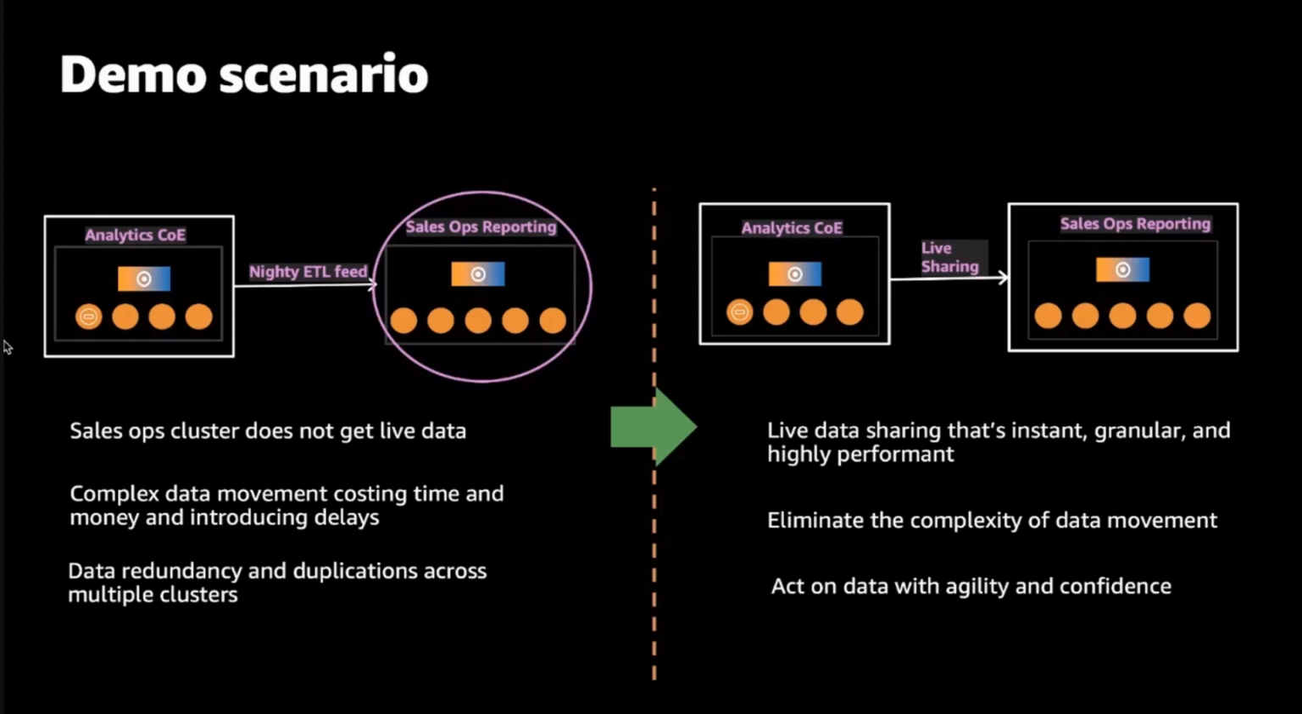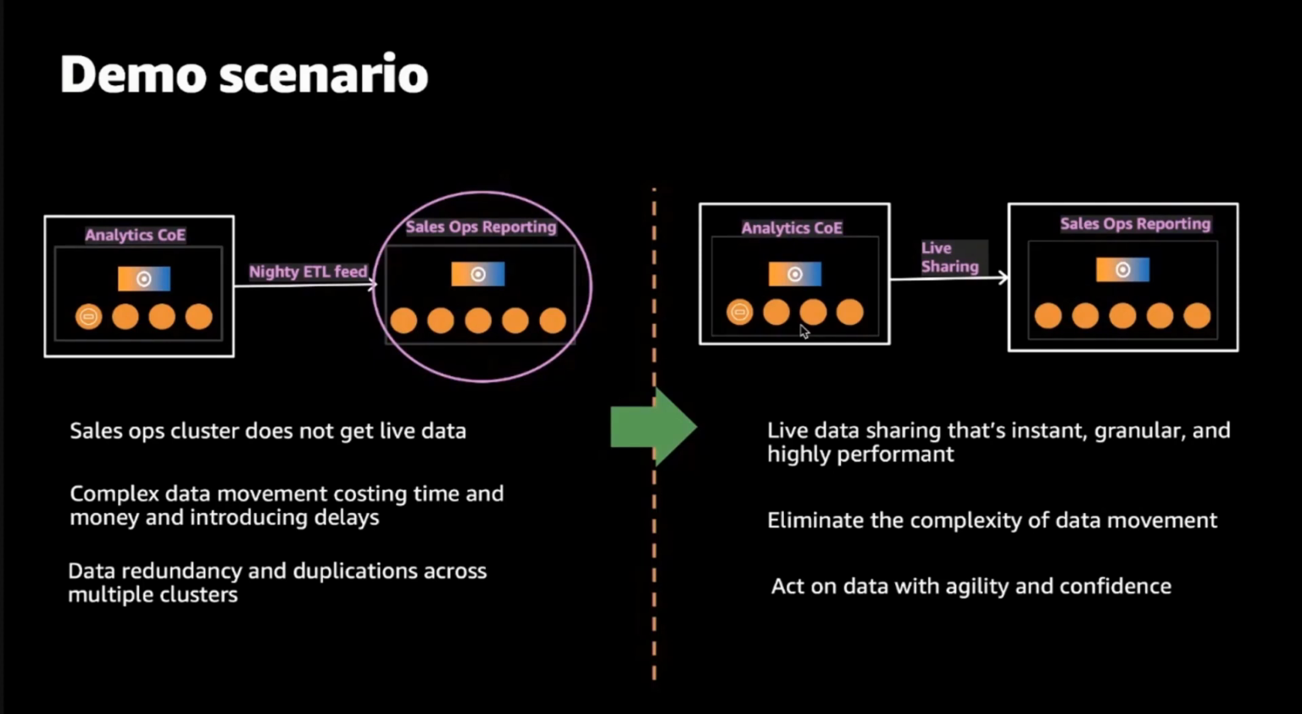With data sharing, this architecture can be simplified significantly. The idea is now the central cluster, COE cluster, can share data live to the sales ops reporting team so that they can get access to live data and get it in a highly performant fashion. And the central team can eliminate the complexity of the data movement, and the sales ops team can get faster access to the data, and they can also trust the data because they're directly getting it from the source of truth.